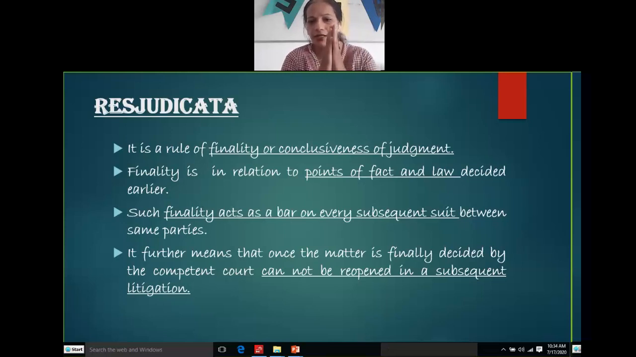अब let us understand these two points very clearly. Res judicata एक ऐसा रूल है जो कि फाइनलिटी देता है, कंक्लूसिवनेस देता है किसी भी जजमेंट को. अब फाइनलिटी किसको, कंक्लूसिवनेस ऑफ जजमेंट को तो ठीक है, पर जजमेंट जो है वो कौन से बेसिस पे होता है? तो जजमेंट जो है बेसिकली किस चीज के रिलेशन में दिया जाता है? इन रिलेशन टू पॉइंट्स ऑफ फैक्ट एंड द लॉ. So, the finality is in relation to points of fact and law which is decided earlier.